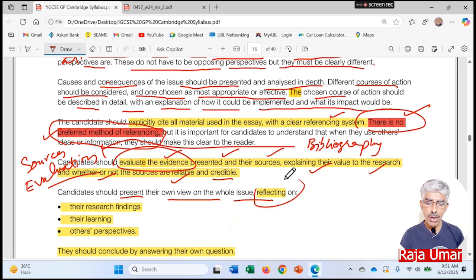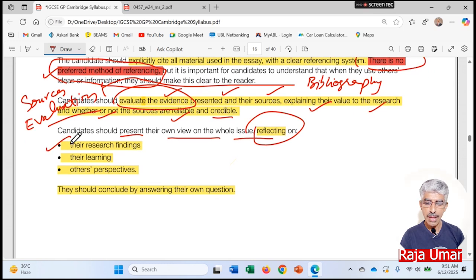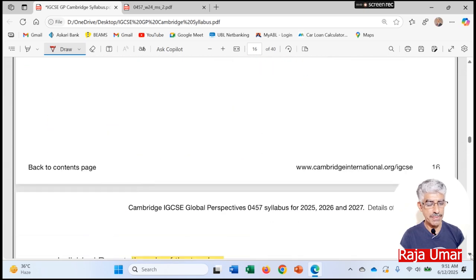Candidates should present their own views on the whole issue, I mean the reflection: their research findings, what came up for you, the personal learning of the students, and other perspectives, that is, what other points of view were in your mind. You can include that in your conclusion. They should conclude by answering their own question in their own words. With the help of your own perspective, you can answer that question in the concluding paragraph.